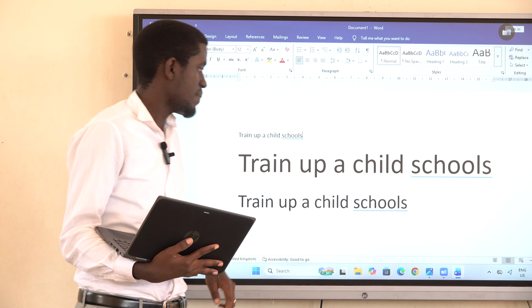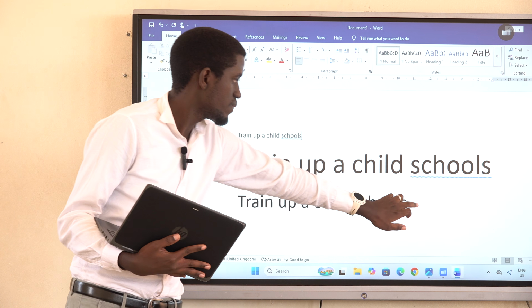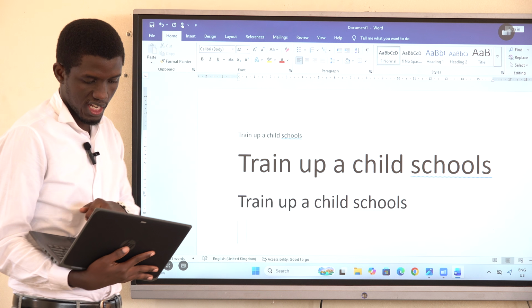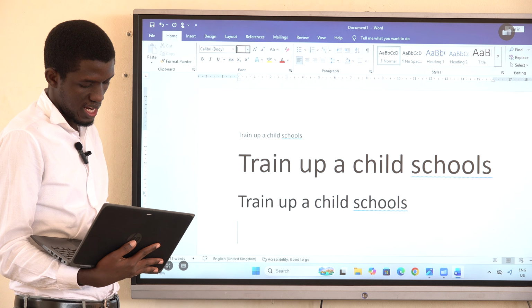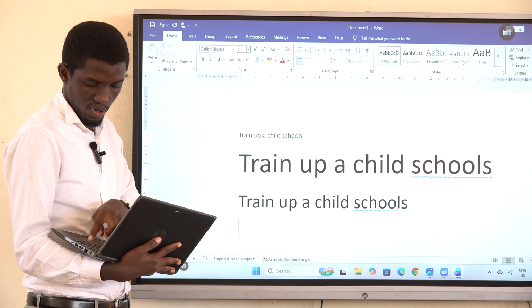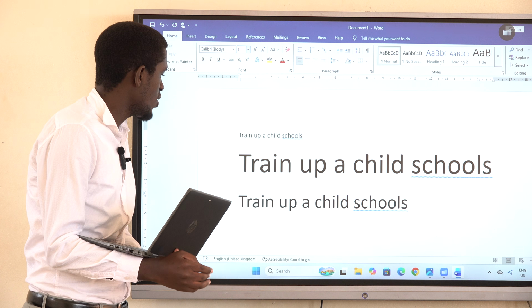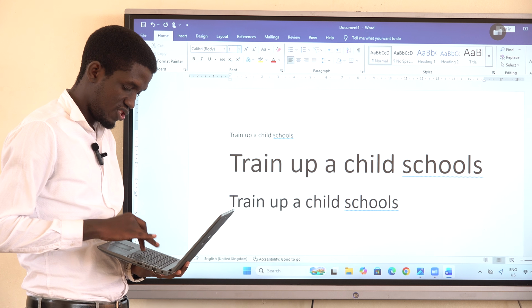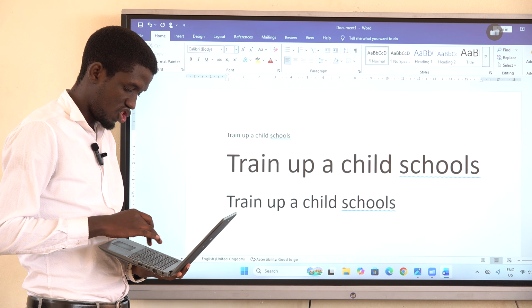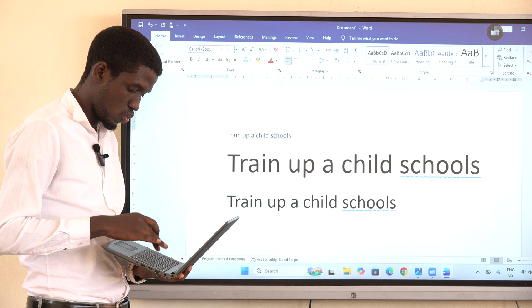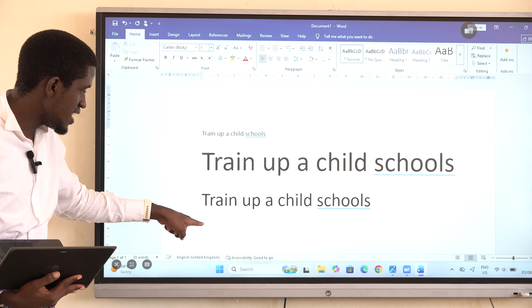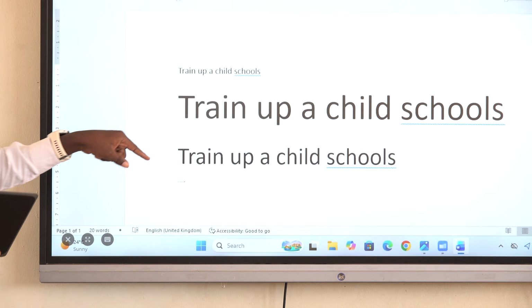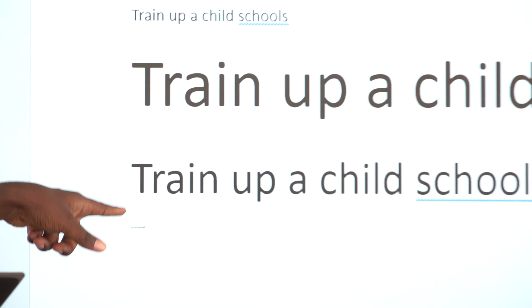Now, let's try it. Come here, the end of our word. Press enter to go to the next paragraph. When you come to the size here, you delete the size off and type size 1. Now, when you press enter, we're going to type the words Train up a child's school. Now, believe it or not, these tiny things that look like full stops, that is the words Train up a child's school in size 1.